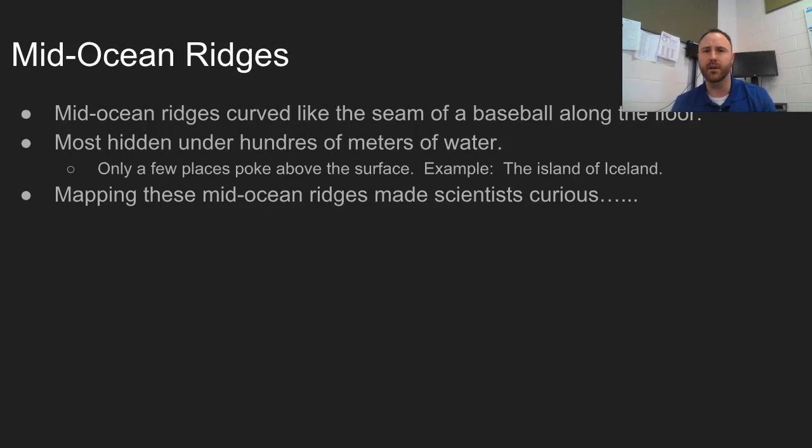Most are hidden under hundreds of meters of water. There's only a few places that poke up above the surface. If you look where the island of Iceland is, that is an example of a mid-ocean ridge which has come above the surface. Mapping these mid-ocean ridges made scientists curious. They were curious, what is causing these mid-ocean ridges to occur? Let's take a look and see what it is that does cause them.